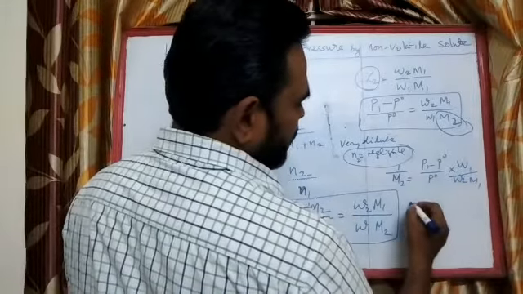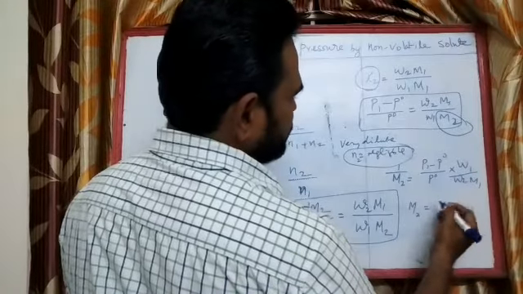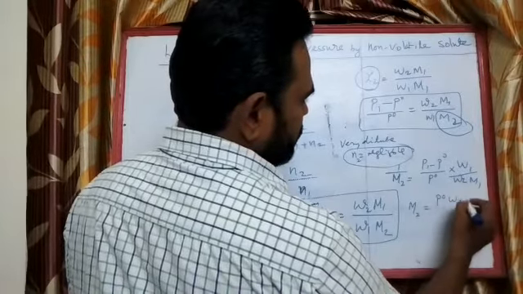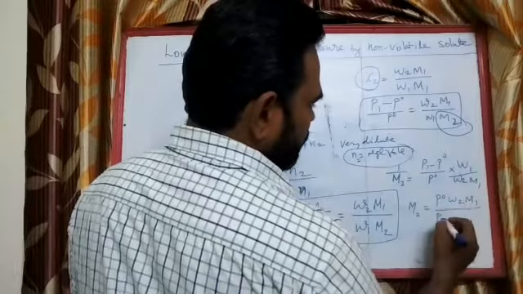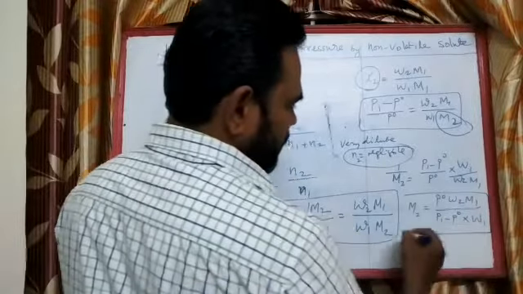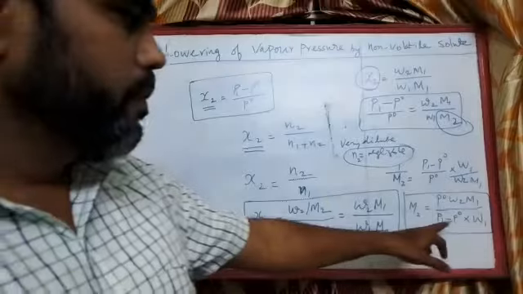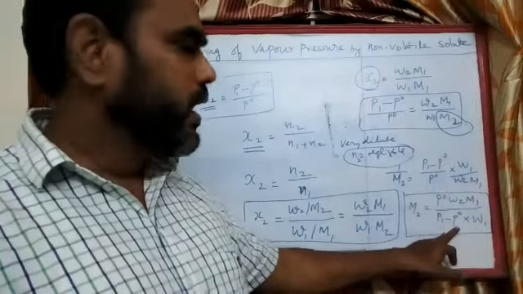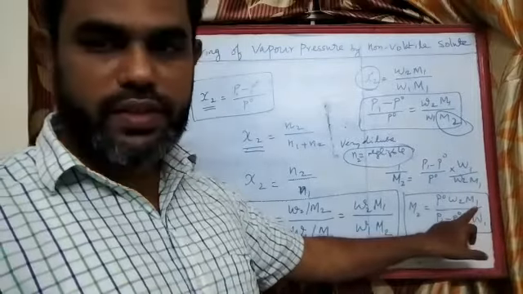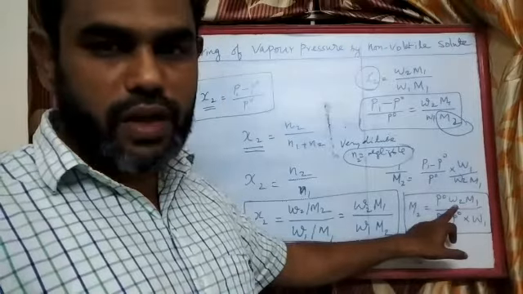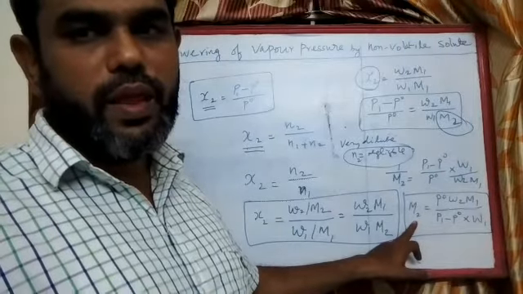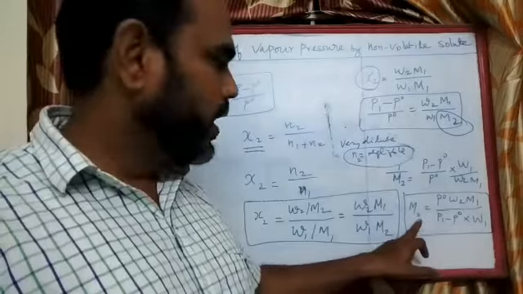So now m2 is equal to P0 W2 m1 whole divided by (P0 minus P1) into W1. So if you know the vapor pressure of the pure solvent P0 and the vapor pressure of the solution, the weight of the solvent, the molecular weight of the solvent, and the weight of the non-volatile solute, then you can very easily calculate the molecular weight of a non-volatile solute. I hope you can understand this equation.